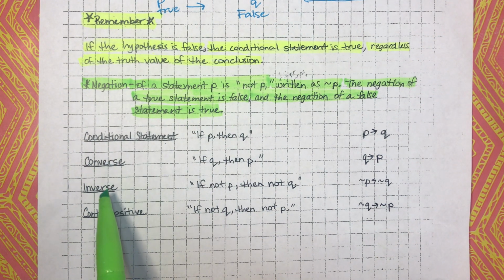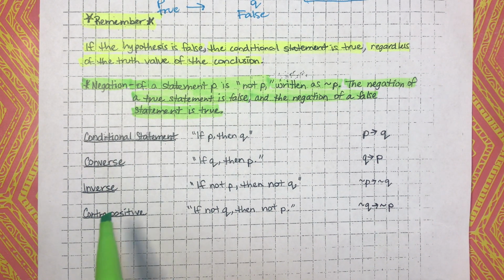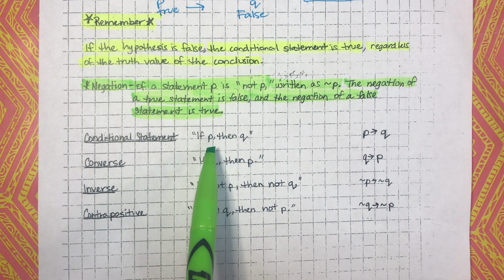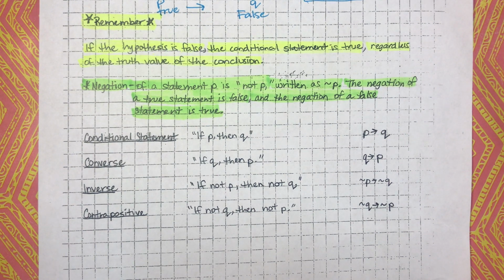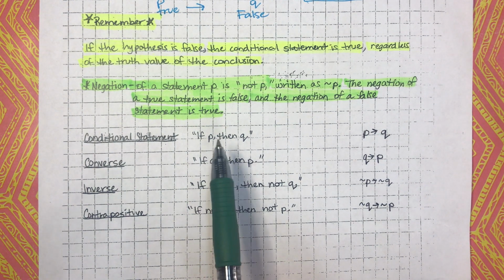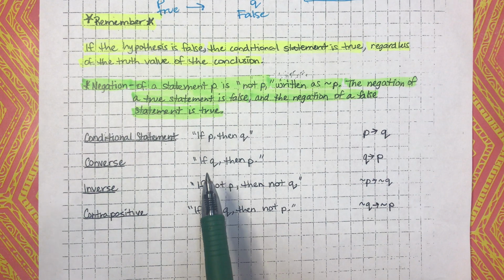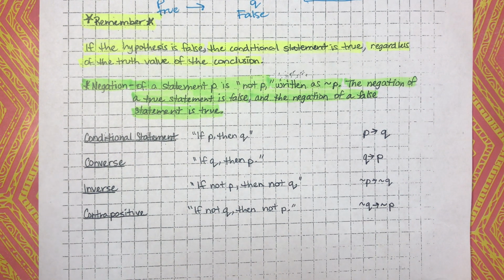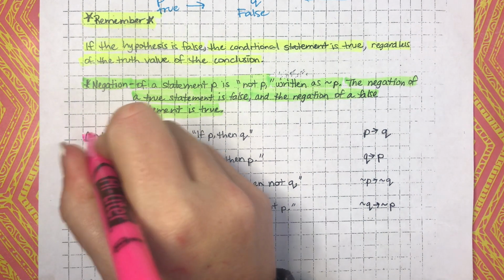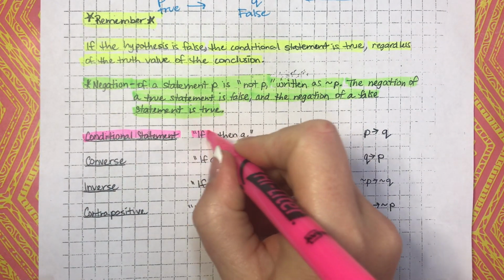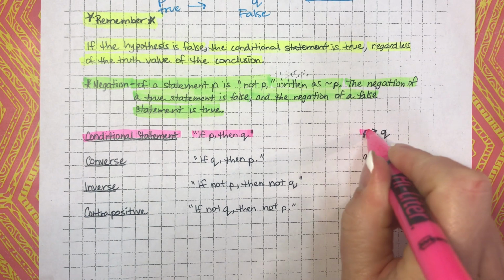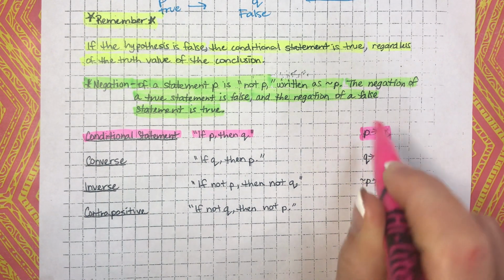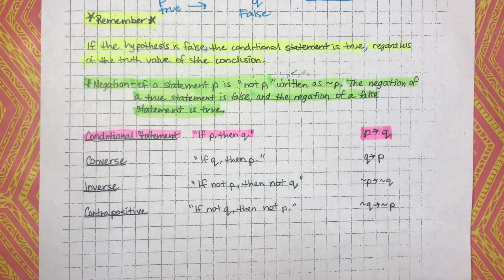Now we're going to talk about these 4 different vocabulary terms. The first is conditional statement. You know that: if P, then Q. We're really looking at the order of P and Q. The first conditional statement is if P, then Q, and it has these symbols, P to Q. We've already gone over that one.